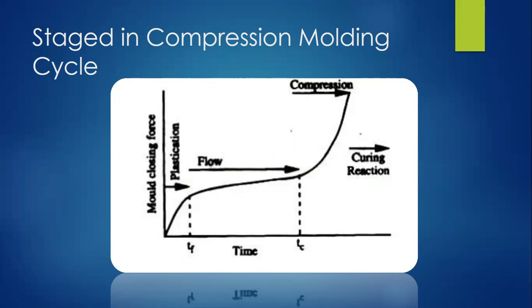In the plastication stage, the force increases rapidly as the polymer feed is compressed and heated. In the second stage, flow commences once the yield stress of the elastomers is exceeded. TC is the point at which the mold fills and compression of the melt occurs. In mold filling, the majority of the chemical reaction should take place after TC.